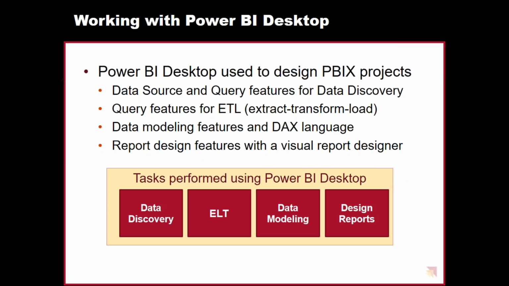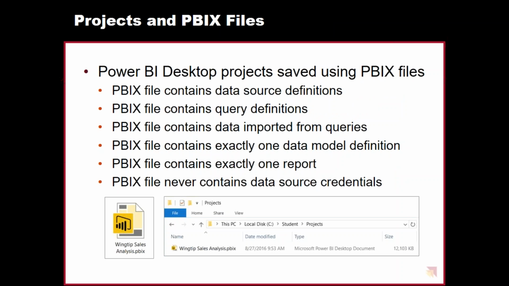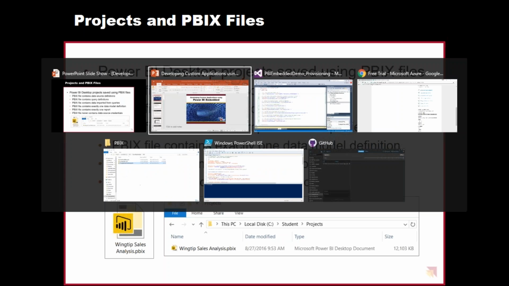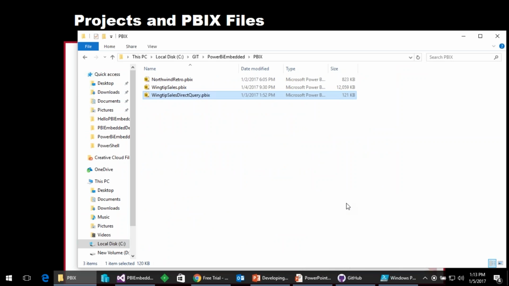And so what will be common is that you'll have one team building the PBIX project files and another team that basically is embedding them using MVC web applications. Okay. Now, what is inside of a PBIX project file? Now, inside of the demos that we're going to look at today, there's 3 demos that we're going to look at. And the first one we're going to look at is Northwind Retrospective.